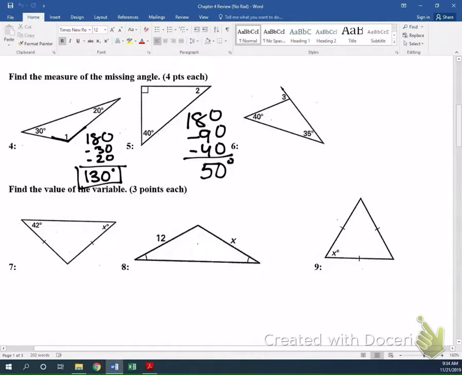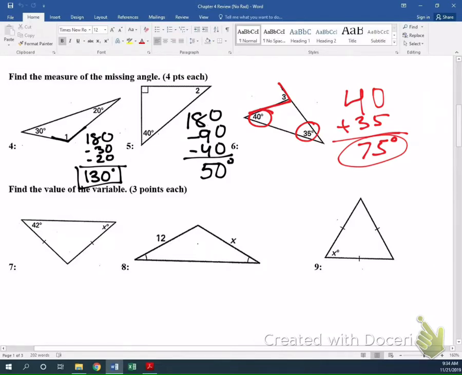Good. And number 6. When you're looking for the exterior angle, it's the two interior angles across from that angle, okay? So you just add those, and you get 75, okay? No 180 involved. Got it?